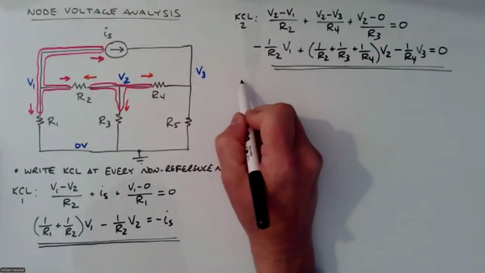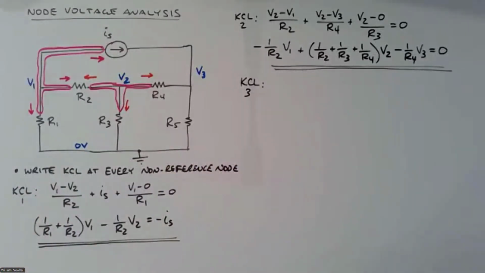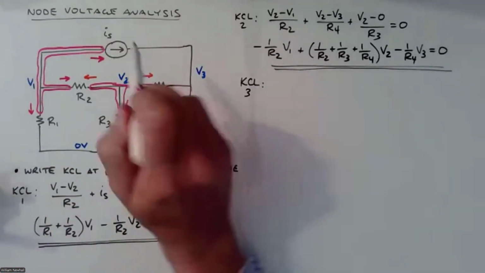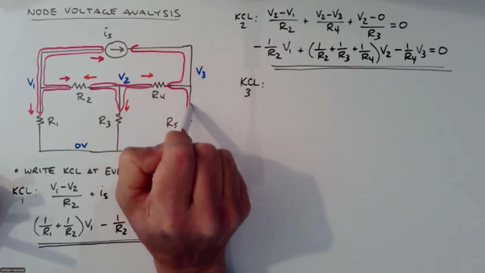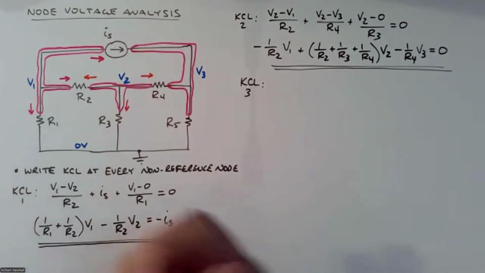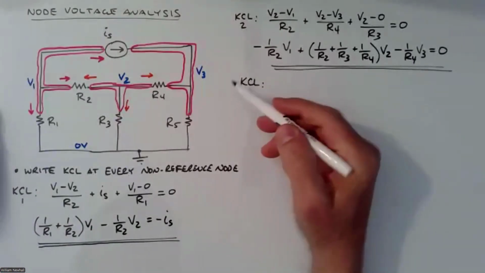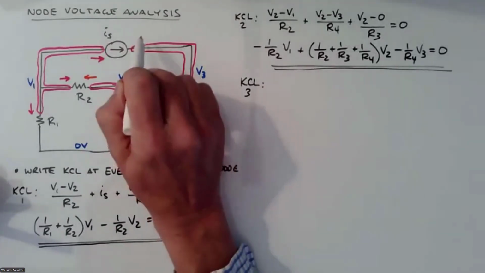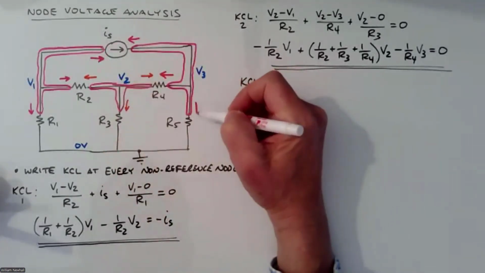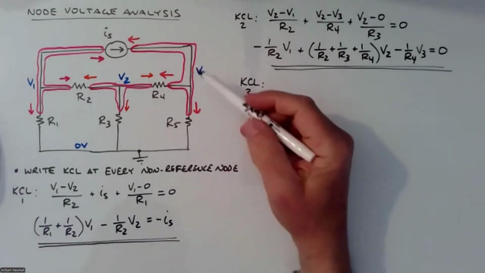Okay, let's continue on with KCL number 3. So here, concentrating on this node here. I'm going to sum the currents leaving that node, that current plus that current plus that current. Okay. Let's do that. Let's see.